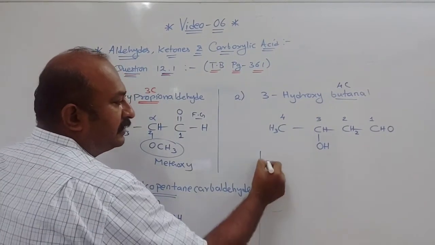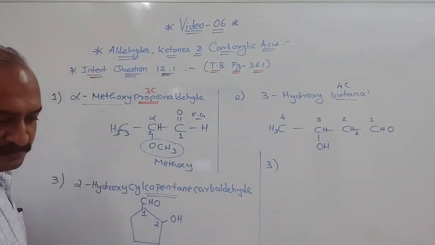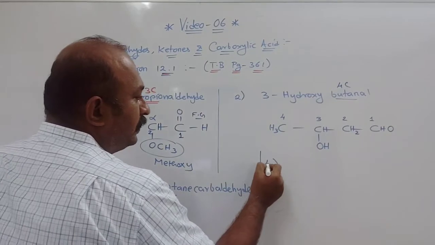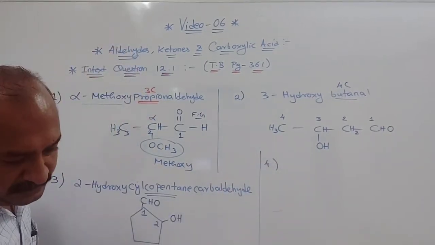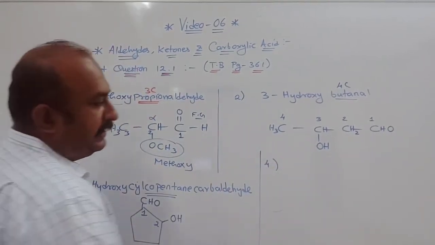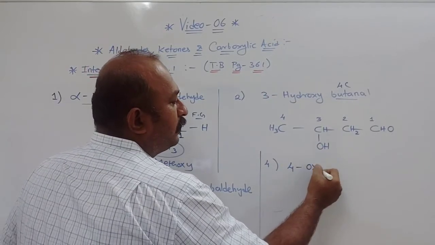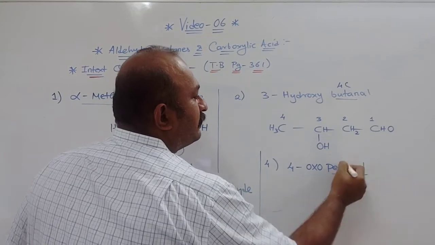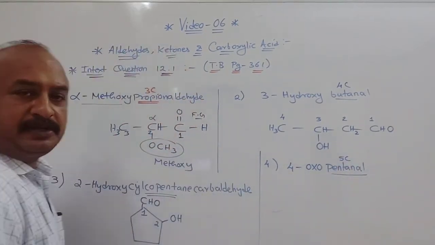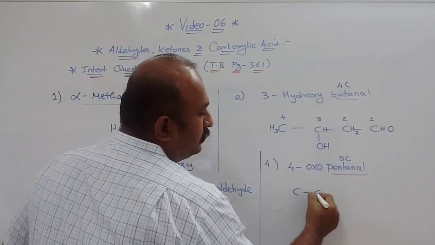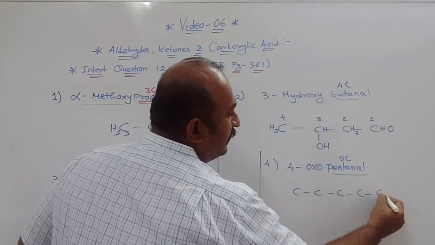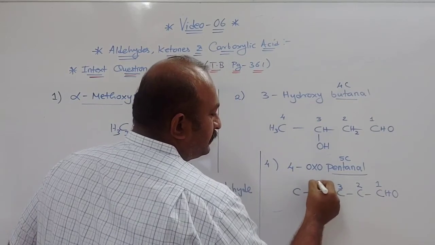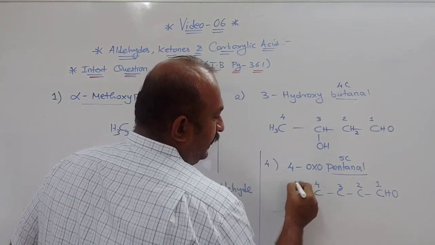Now the fourth one. Okay, so the fourth name is written 4-oxopentanal. What is the word? 4-oxopentanal. Okay, when we say pentanal it means 5 carbons. So what we will do, I will write 1, 2, 3, 4 and 5. Here I will write this first carbon, 2, 3, this is 4 and 5.